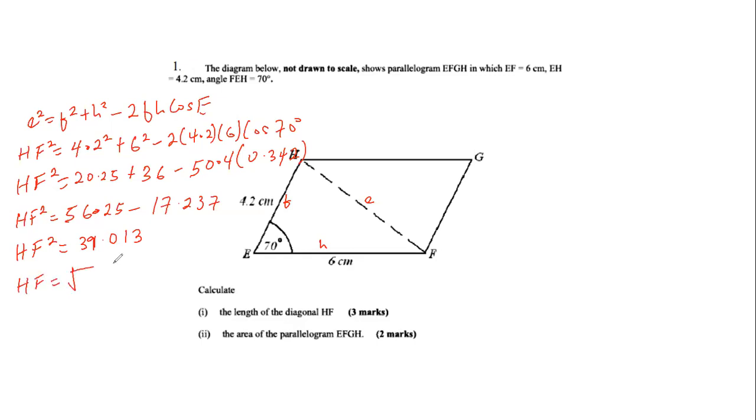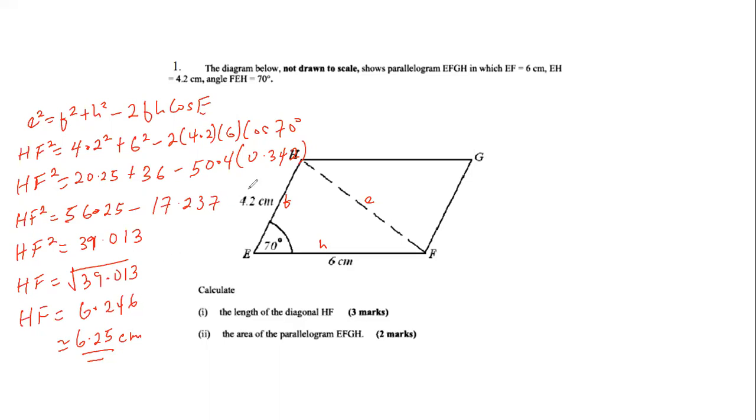square root of 39.013. All right, so what do we get for HF? 6.246. Right, so basically this is approximately 6.25, right? Yes, sir. Right, centimeters. Any question?